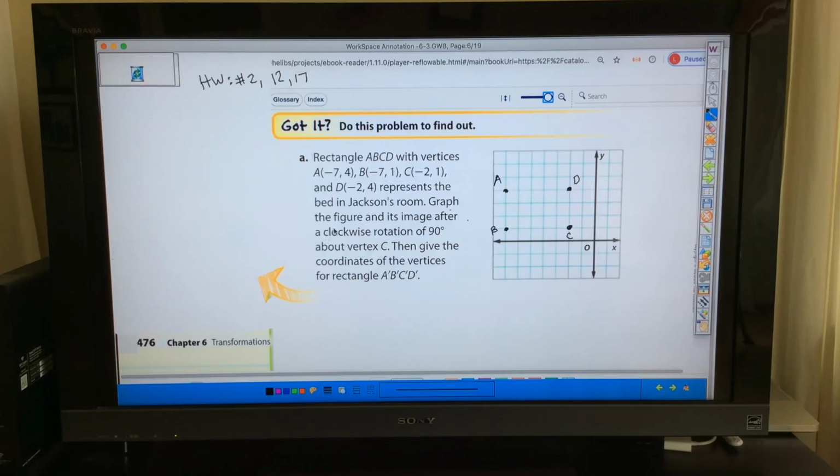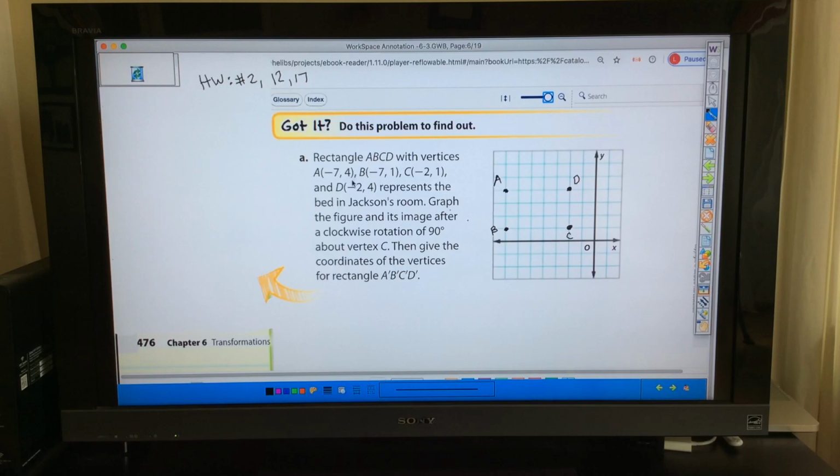Hey guys, so we are going to finish Chapter 6, Lesson 3 today. These problems can be found in homework number 2, number 12, which is extra practice, so that's optional, and number 17, which is Think Smart, which is also optional.